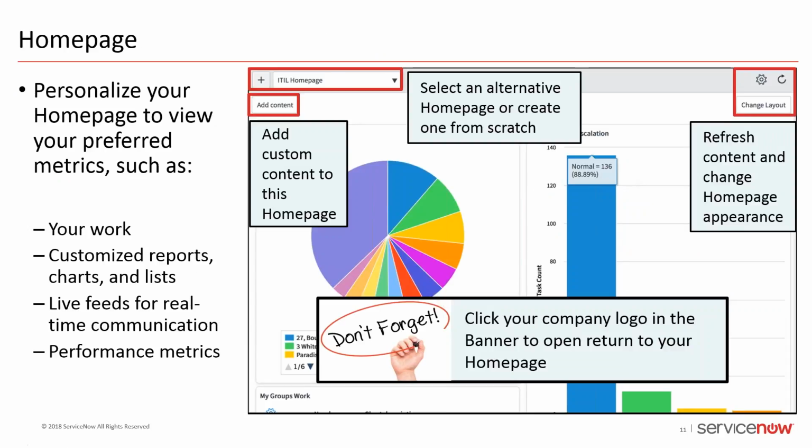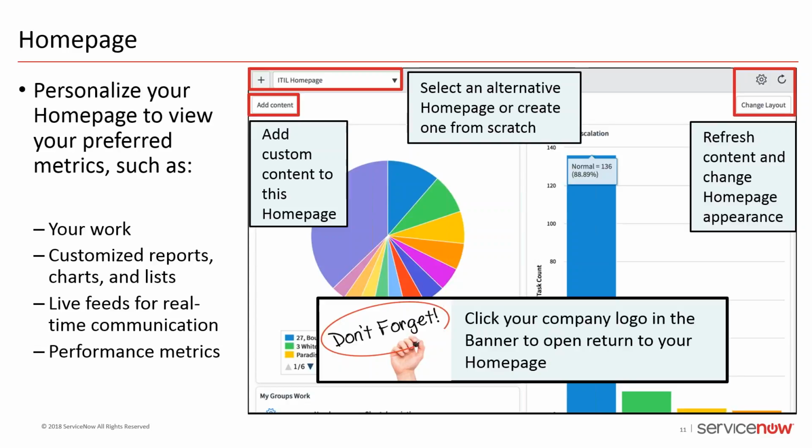Your home page appears in the content frame of the landing page. You access the home page at any time by clicking your company logo in the banner. You can personalize your home page to quickly view your preferred metrics when you log into ServiceNow. These metrics may include lists, scrolling news, reports, and more.